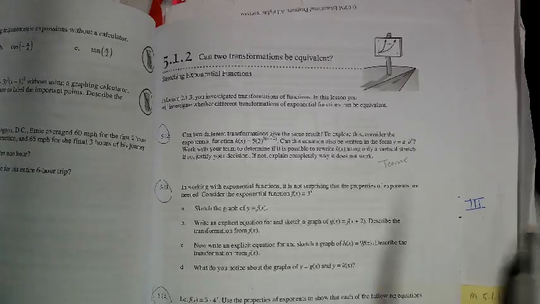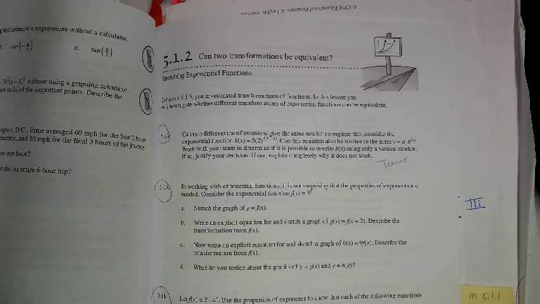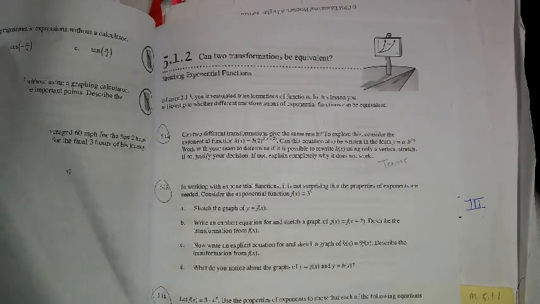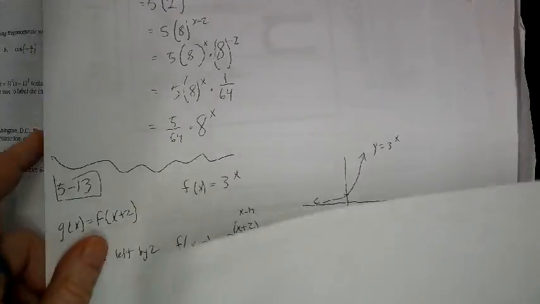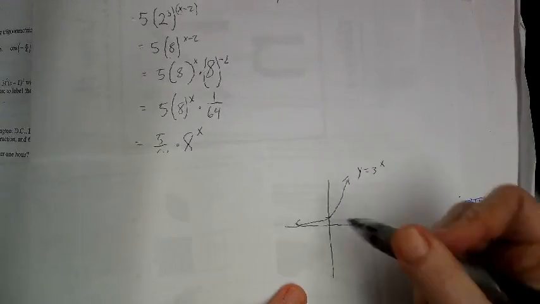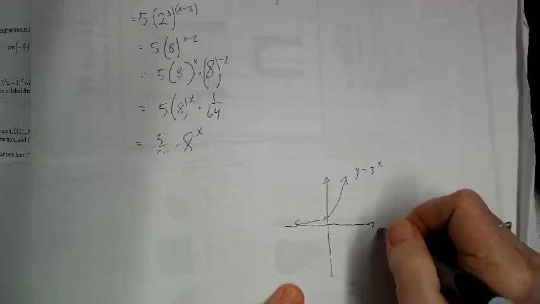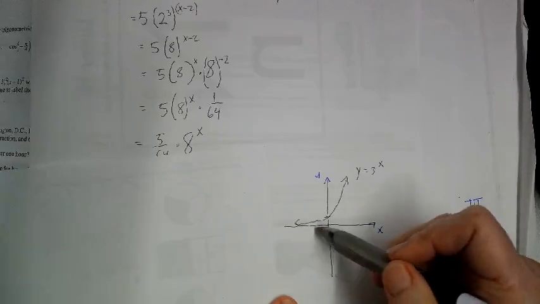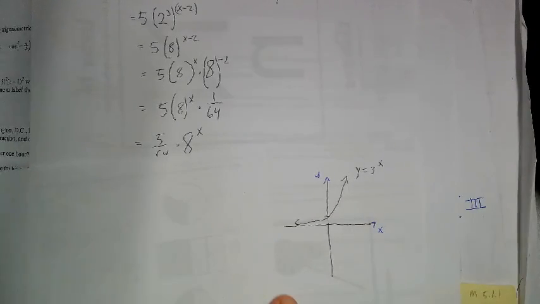So now we're on problem 5-13. It says, in working with exponential functions, it is not surprising that the properties of exponents are needed. Consider the exponential function f of x equals 3 to the x. Sketch the graph. Well, the graph would go through 1, and it's just going to be an increasing graph.